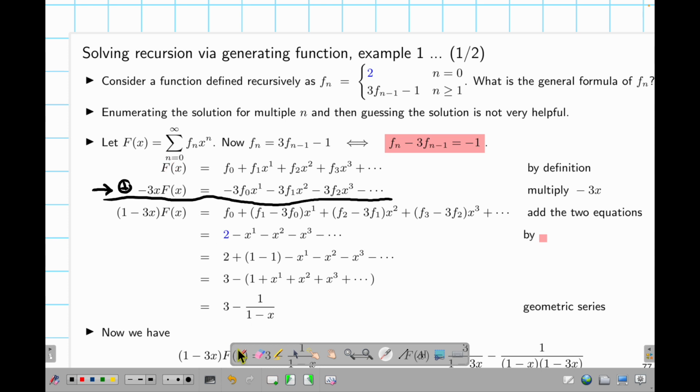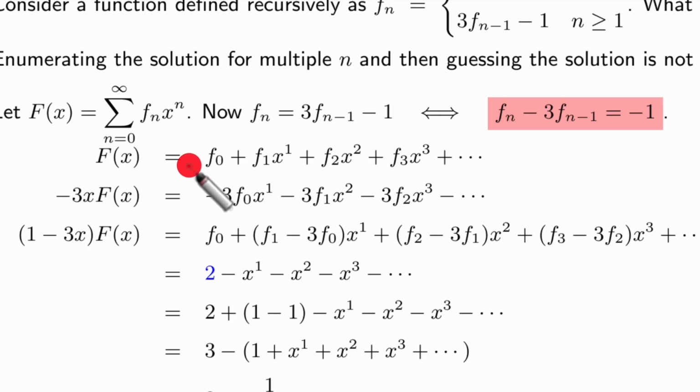So this is 1 times F(x), and this is negative 3x times F(x). So I get (1 minus 3x) times F(x) from this side. And then what about the other side? When we add them up, we match the terms. This term is f0 with no x, so there's no such term here; this one stands alone. Now I'm going to add the terms with x to the power 1. This is plus f1, this is negative 3 f0. They both have x to the power 1, so I add them up.